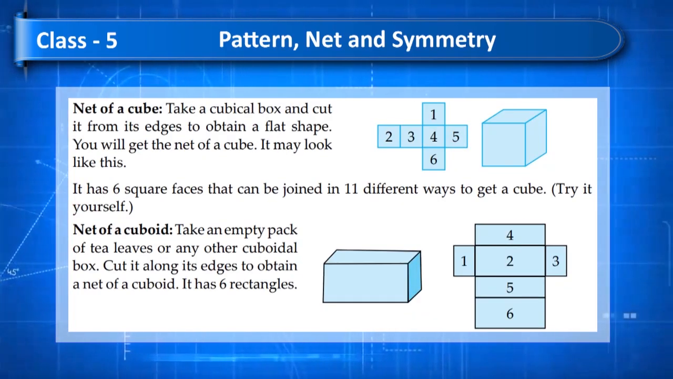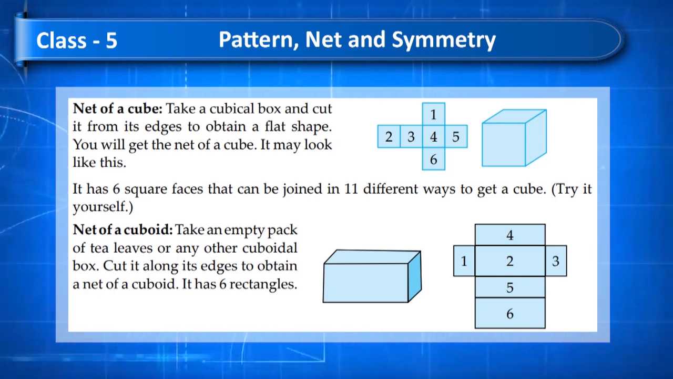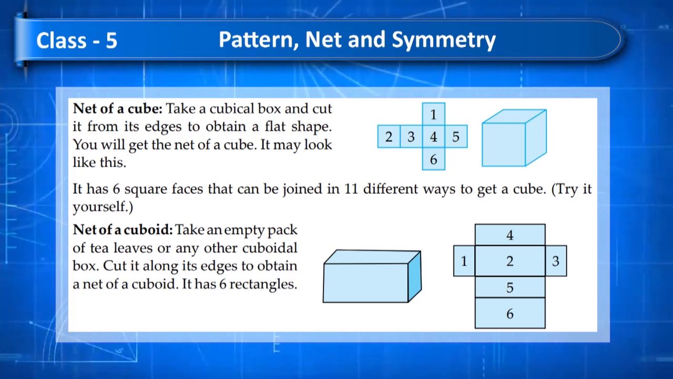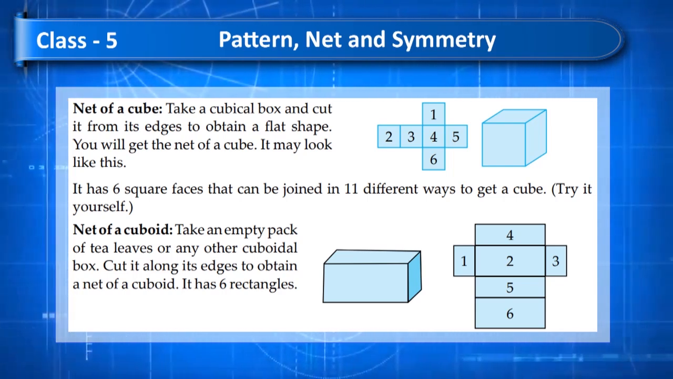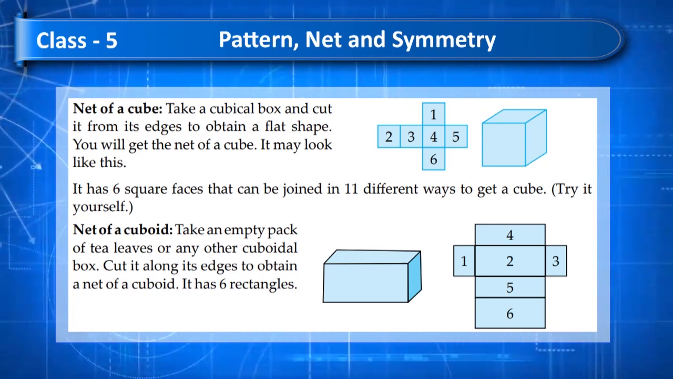Net of a cube. Take a cubical box and cut it along its edges to obtain a flat shape. You will get the net of a cube. It may look like this. It has 6 square faces that can be joined in 11 different ways to get a cube. Try it yourself.